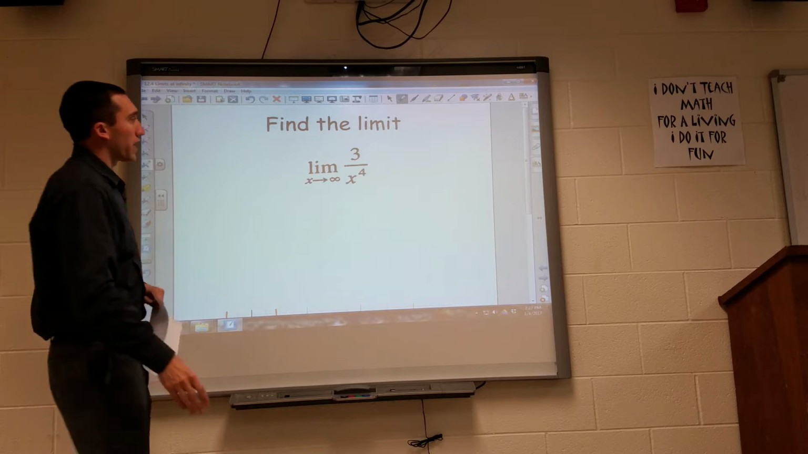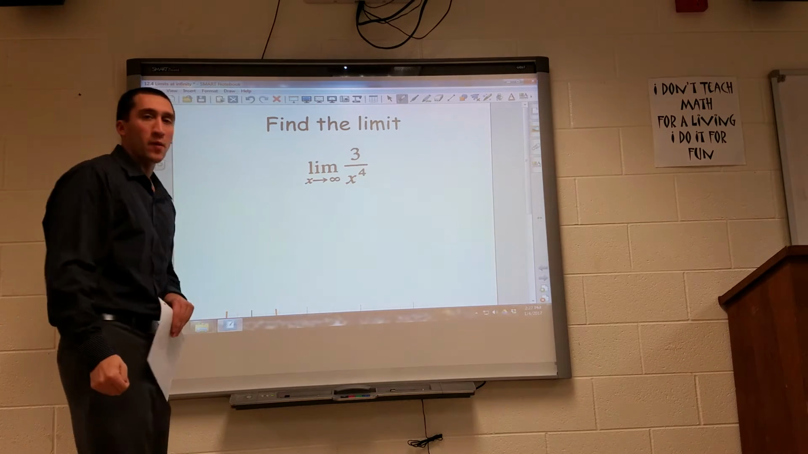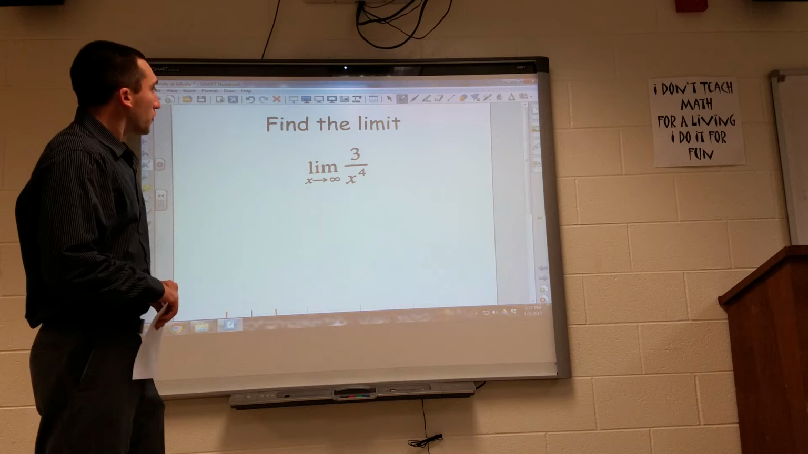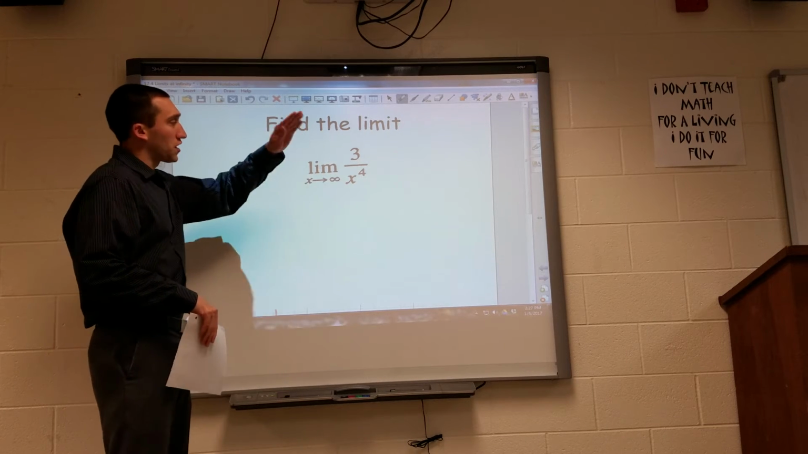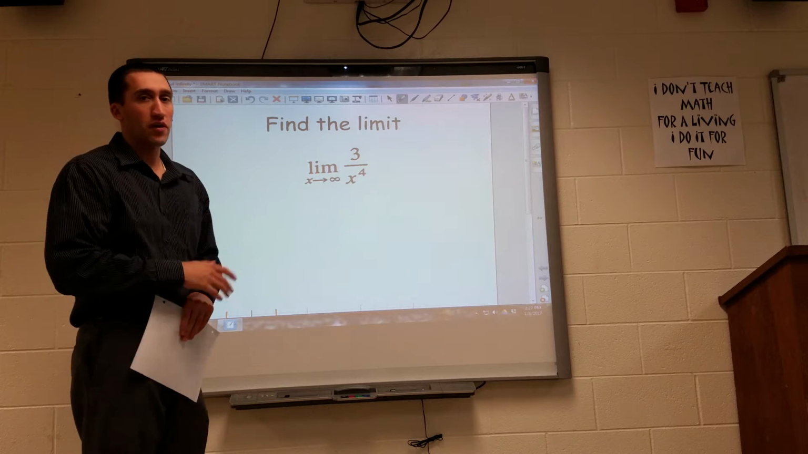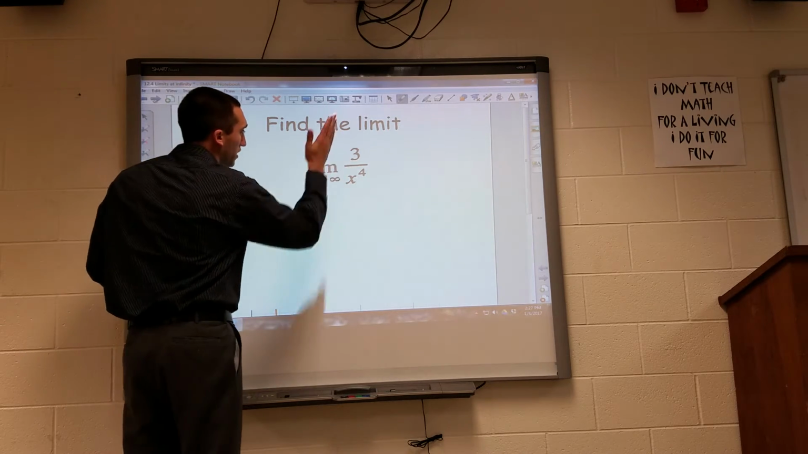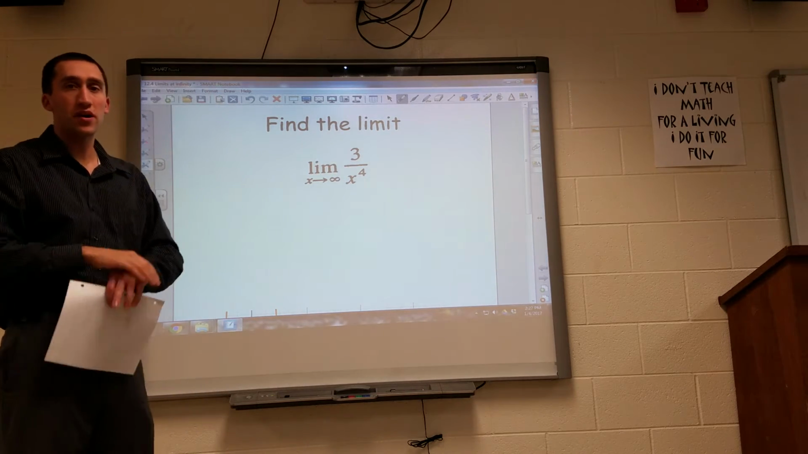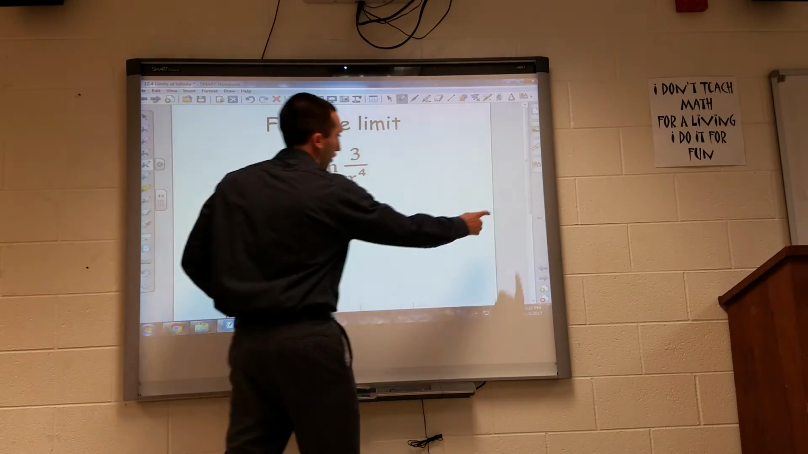Okay, next we have the denominator with a larger degree. Just like with the horizontal asymptotes, when you have a larger degree in the denominator, we're going to approach 0. And that makes sense because 3 divided by a very large number is pretty much going to be 0.